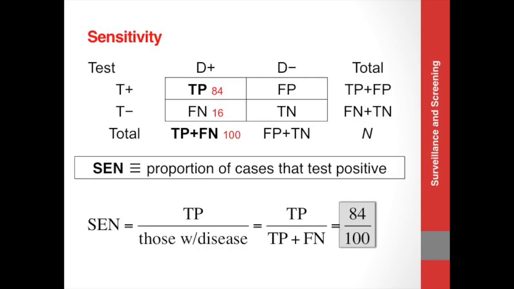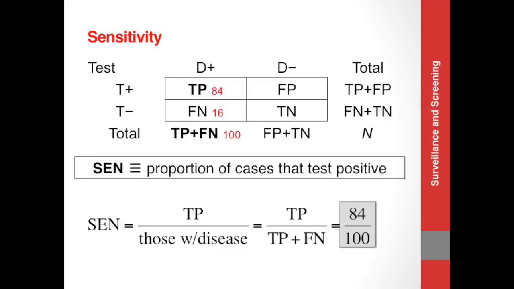Hello again. In the first part of the lecture, we were reviewing some concepts related to sensitivity and specificity as measures of validity of screening tests. So let's move on with what the sensitivity tells us. Sensitivity is a measure of the proportion of people with the disease who have a positive test result.